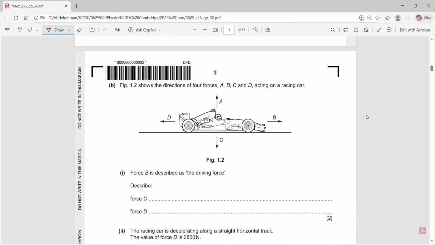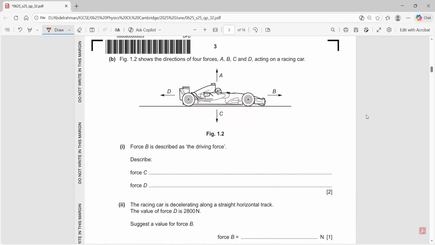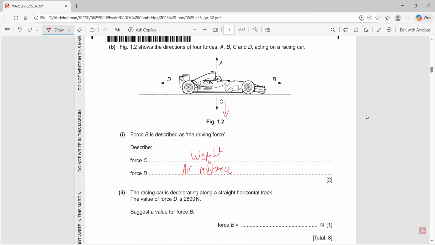Figure 1.2 shows the directions of four forces. What is force C and what is force D? C is the weight, and D would be air resistance, or you could say friction as well.